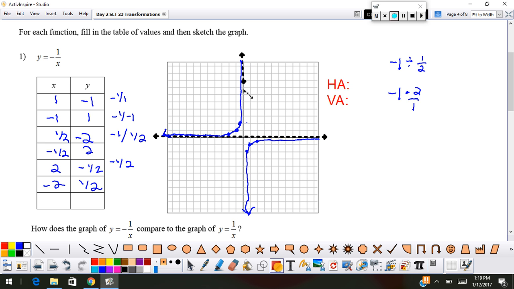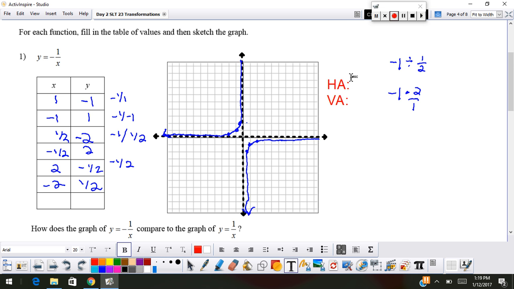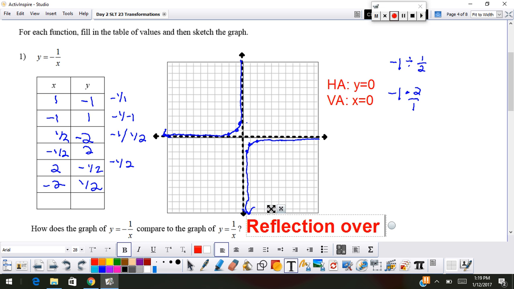And we see that the asymptotes have not changed. We still have a horizontal asymptote at y equals 0 and a vertical asymptote at x equals 0. And then it says, how does the graph compare to the parent graph? We want to make a note that we have a reflection over the x-axis.